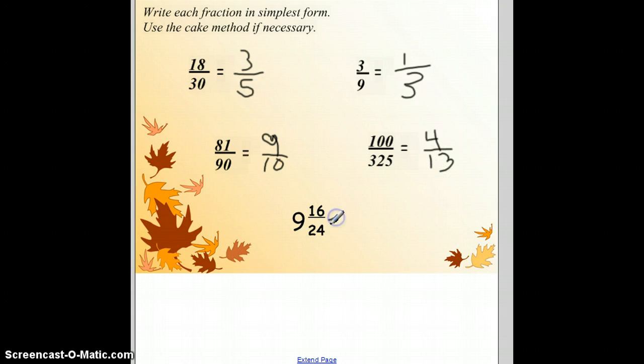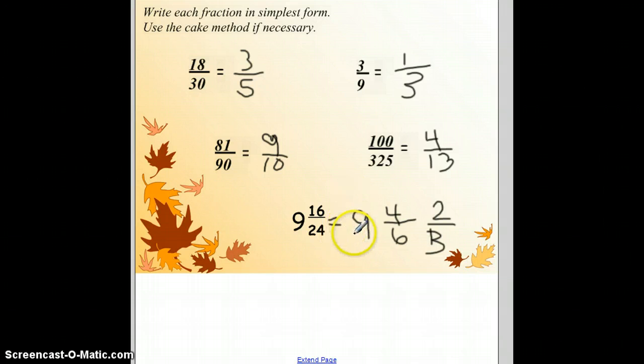Finally, we have 16/24. Of course, we keep our whole number. 4 will go into 16 and 24, giving us 4/6. Well, I can simplify that again by dividing by 2, which would give me 2/3. So what I really should have done, if you probably noticed, I should have gone in with 8.